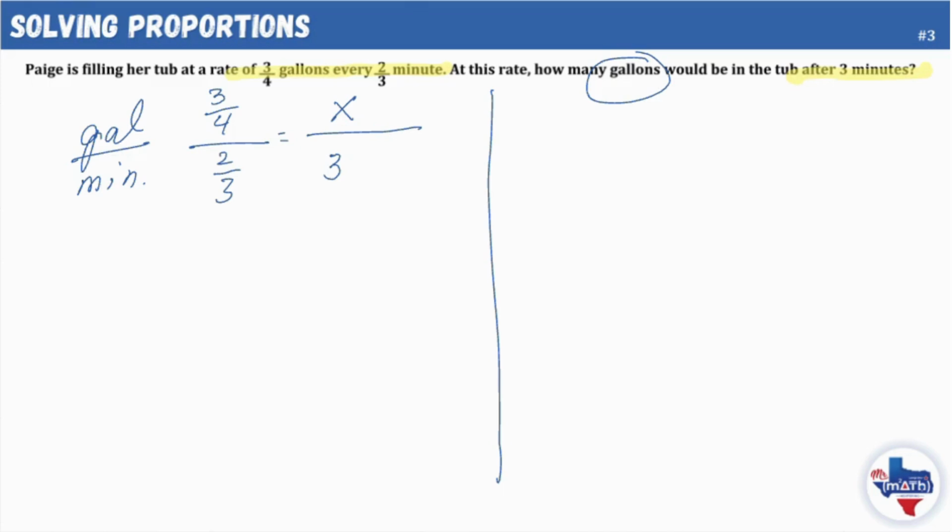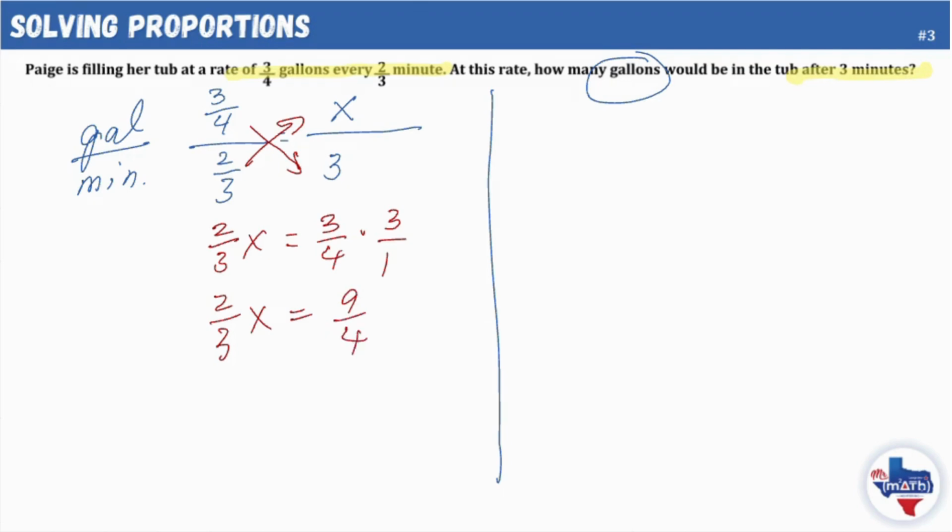So let's cross multiply and divide. 2/3 times X is 2/3 X. 3/4 times 3 is 3/4 times 3 over 1. 2/3 X is equal to 9 over 4 because you multiply the tops and bottoms. Now at this point, since there's a fraction 2/3 X, we can multiply by the reciprocal, which is 3/2. But if I multiply 3/2 on one side, I need to multiply by 3/2 on the other.